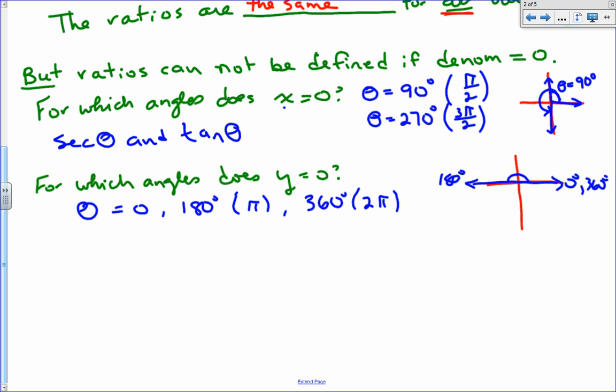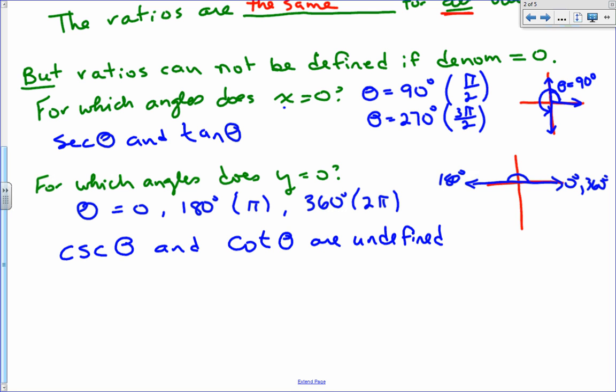Okay, then our y coordinate is 0, and let's take a look, when is y in the denominator? Y is in the denominator for cosecant of theta and for cotangent of theta. So they are undefined when theta is 0, 180 degrees, or 360 degrees. Okay?